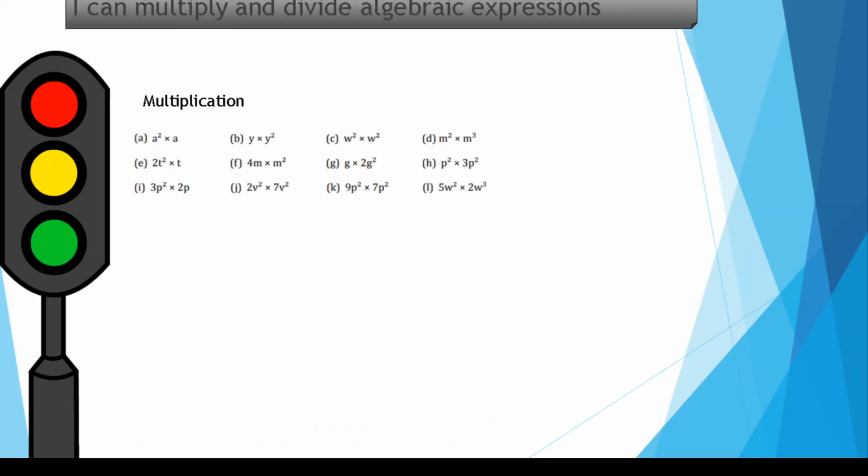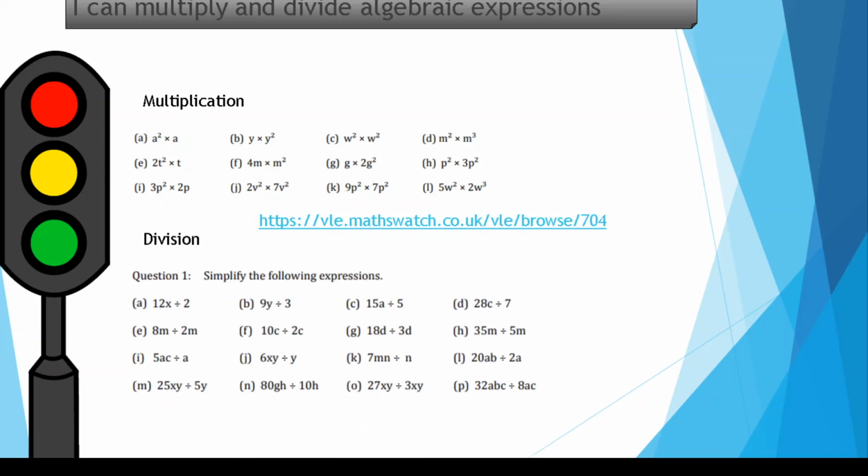The next part we'll look at is I can simplify and divide algebraic expressions. Again, how do you feel about this? Are you on green, amber, or red? So traffic light that. If you're unsure, again, I would encourage you to go to MathWatch clip 704, go through the lesson, and then come back and do the questions. But if you're sure, just carry on and do the questions there. So that is multiplication. Division questions are there, and the link for revising division is provided at the bottom there.